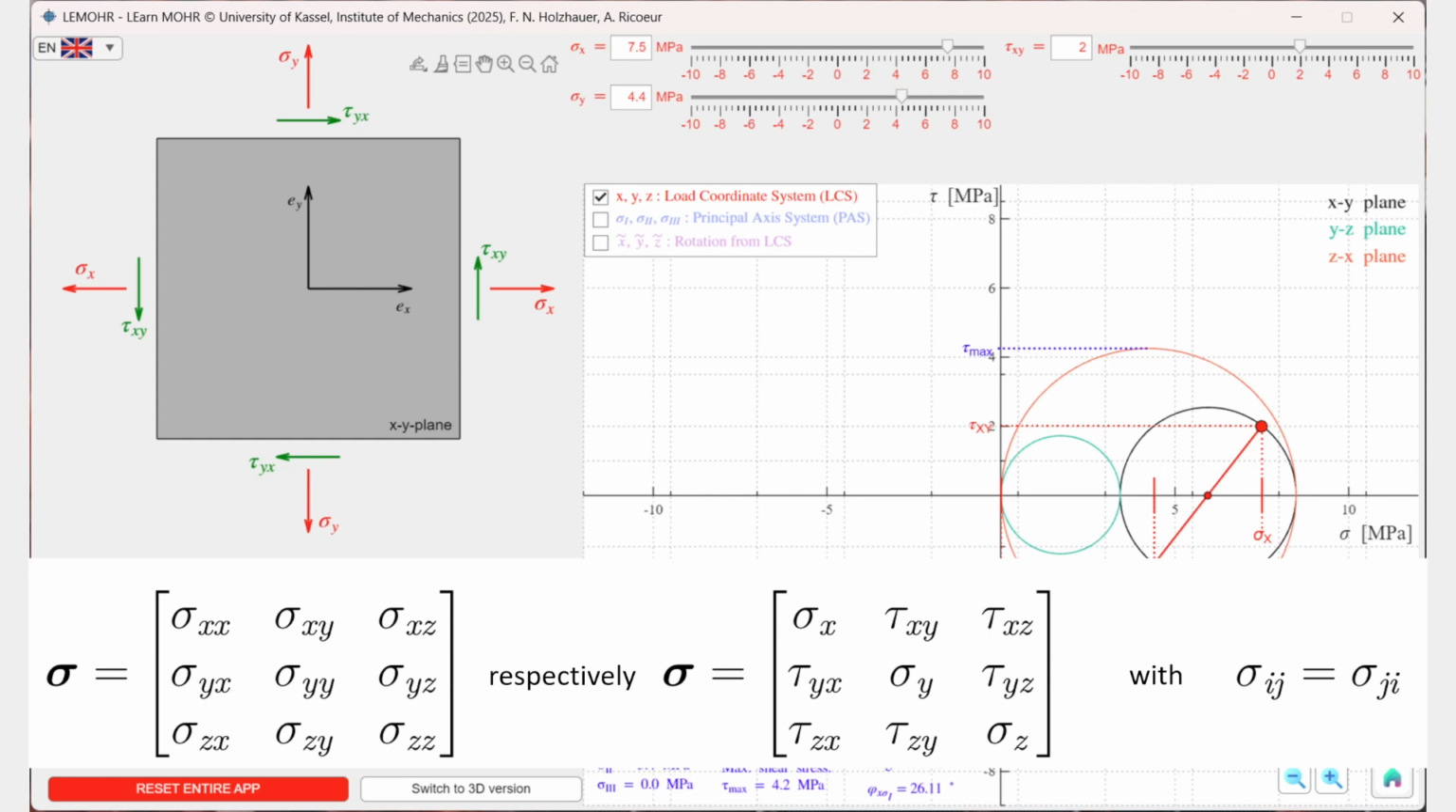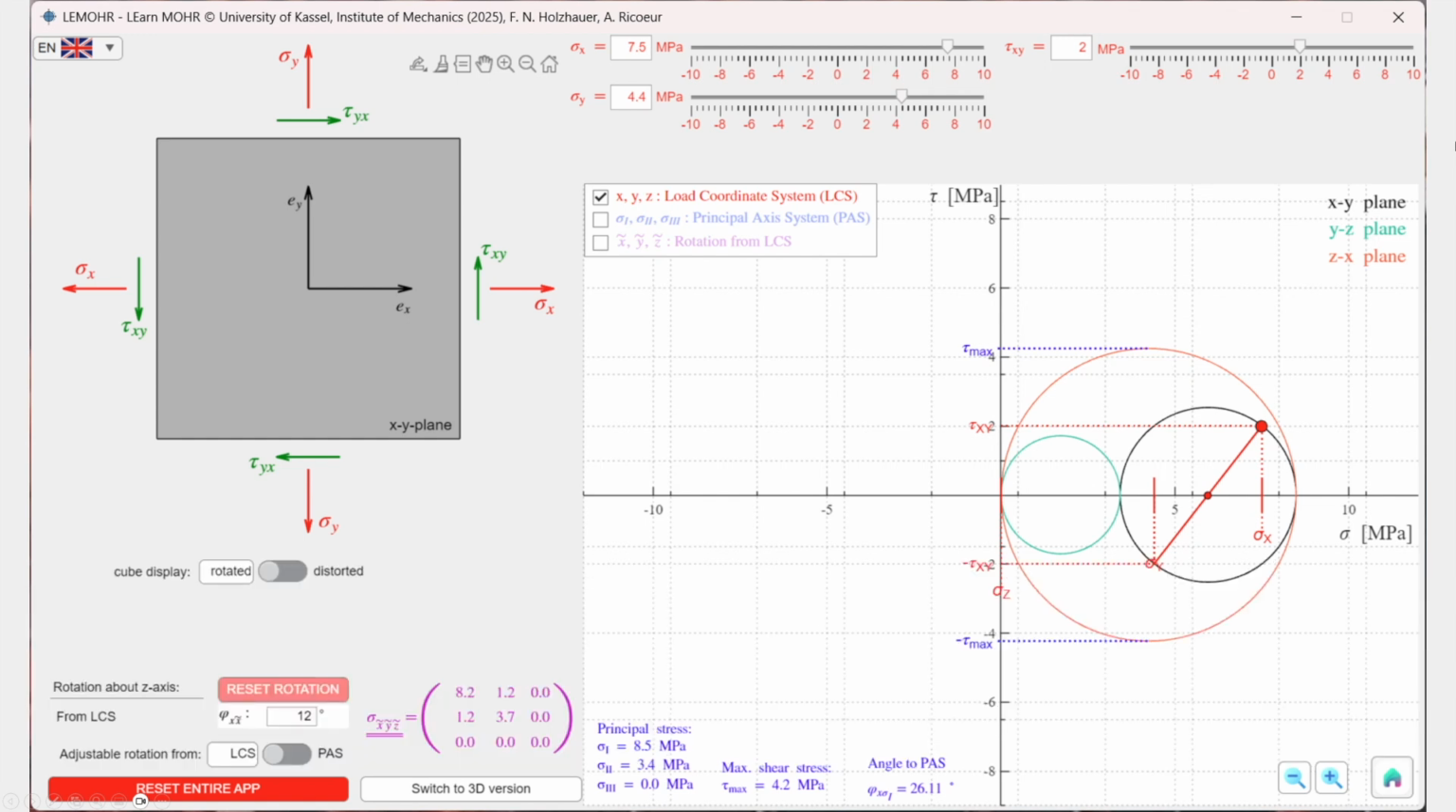Sigma x, sigma y, and tau xy are components of the stress tensor, shown here for the general three-dimensional case. Both notations are equivalent, and in the following, the notation on the right will be used. The diagonal entries represent the normal stresses, and the entries above and below the diagonal represent the shear stress components. The stress tensor is symmetric, meaning that the entry in 3,1 is identical to the entry in 1,3.